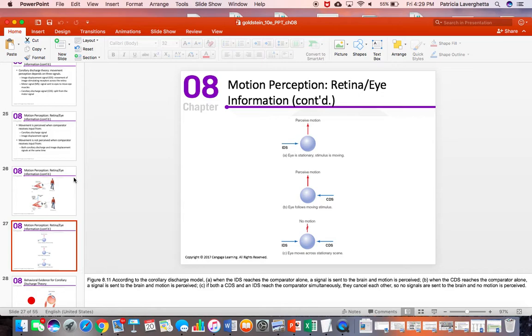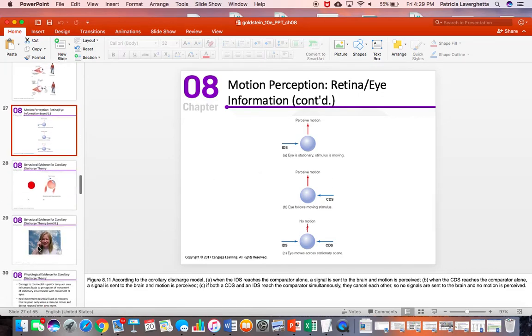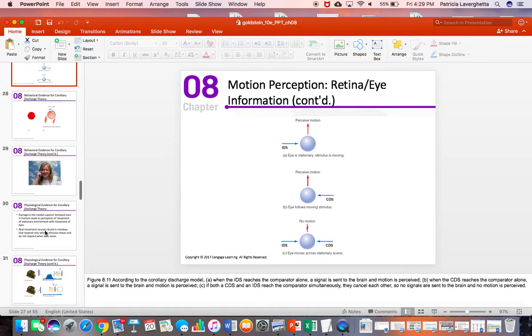So once again, it's a clever theory. It's a relatively straightforward theory to explain why, if I'm moving my eyeballs around, I don't think that everything in the room is all of a sudden moving. All right, and it gives you at least a little introduction to things.